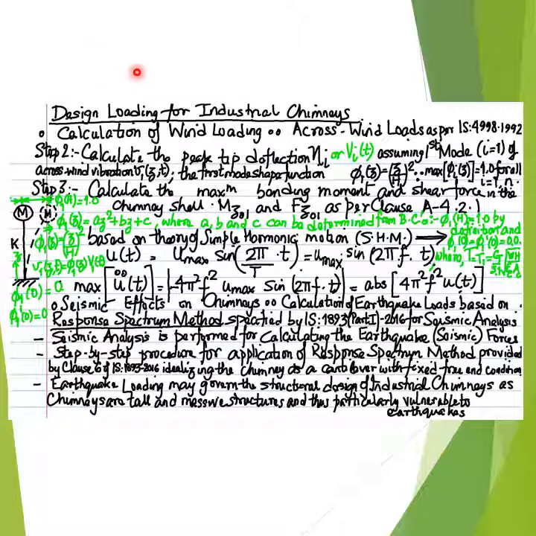Further, in case the design wind speed at the site of construction of the industrial chimney is found to be greater than the critical wind speed denoted as VCR as presented in the previous slide, where VCR is the critical wind speed for the first or the fundamental mode of free vibration response of the industrial chimney.